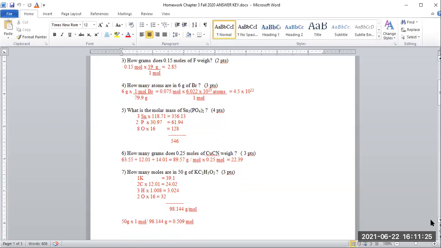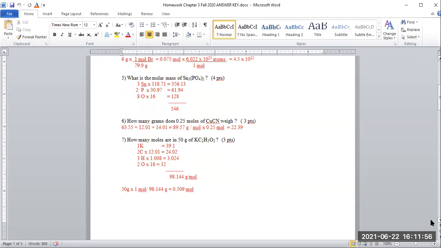Continuing onward with the usage of whole molecules now. If I have a quarter of a mole of copper cyanide, first thing I have to do is figure out how much 1 mole weighs. Add up your numbers. Then multiply by your quarter of a mole, and you get 22.39, or if you rounded it, 22.4 grams.